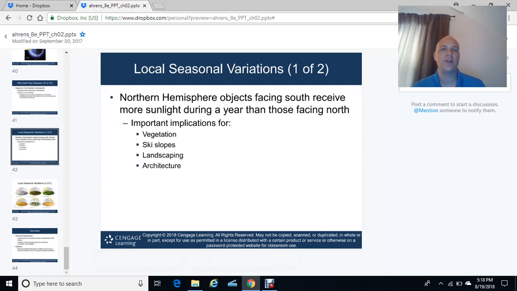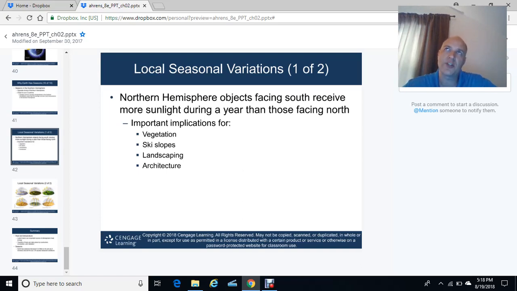We're going to talk about local seasonal variations now, and we'll talk about how in the northern hemisphere, objects facing south generally tend to receive more sunlight during a year than those facing north. Now, you wouldn't think this was very important, but keep this in mind.